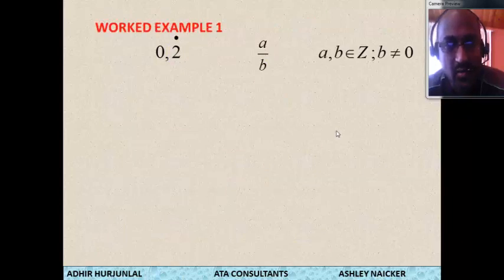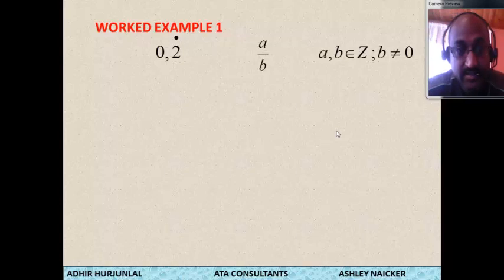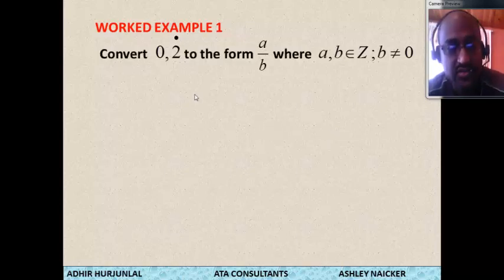There's a good one. Worked example number 1. This, by the way, guys, is an example that came out in a previous exam paper. I think the initial ones. It's quite simple. It will be the first example that you would come across. The question reads, convert 0,2 with the dot above the 2, signifying that the 2 recurs, to the form A over B. One more time, convert 0,2 recurring, which basically means 0,2222, to the form A over B.